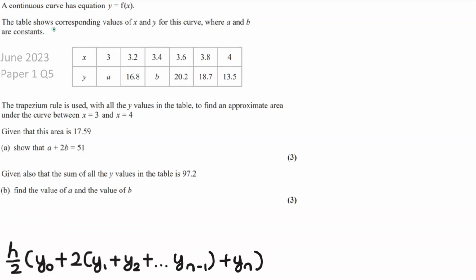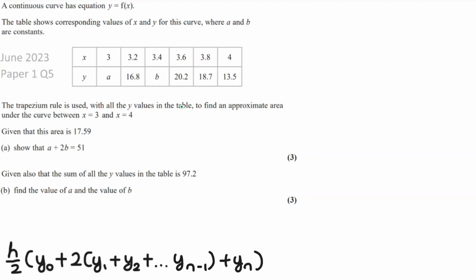Okay, so for this question, we're told about a curve that has equation y is equal to f(x). We're not actually told what the function is, but like I've talked about before, the function isn't actually that important. And we're given this table here, like before, for x and y, between x is equal to 3 and x is equal to 4. And a is the y value when x is equal to 3, and b is the y value when x is equal to 3.4.